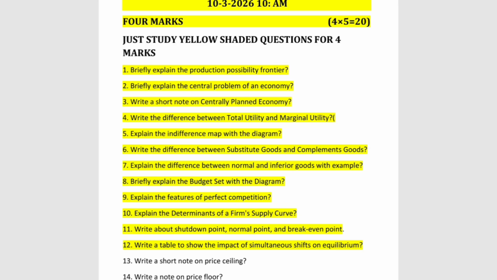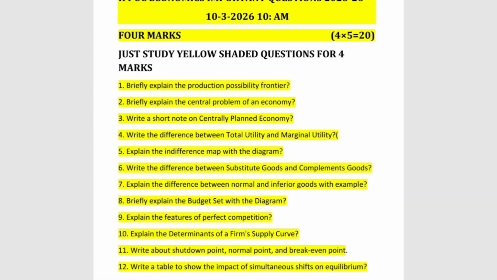The first question will be: briefly explain the production possibility frontier, from unit number 1 of microeconomics. The second question will be: explain the central problem of an economy, also from microeconomics unit number 1. The third question will be: write a note on centrally planned economy. These 3 questions are coming from microeconomics. If you learn these questions, definitely one question is going to come in your examination.